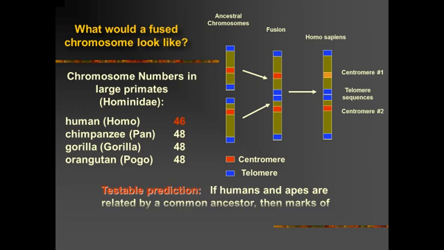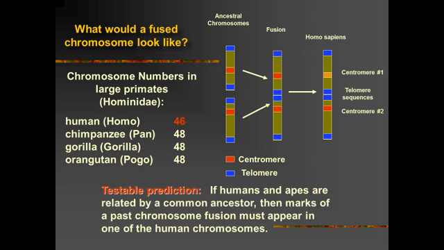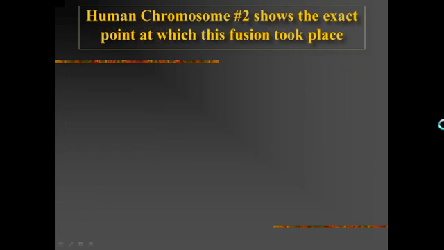Anyway, this leads directly to our testable question. If humans and apes have a common ancestor, there must be signs of a fused chromosome in the human genome. That would be a chromosome that looks kind of like this, that has a telomere at either end, as well as 2 telomeres in the middle and 2 centromeres. Well, the mystery was solved with the new science of genomics by comparing the human genome to the chimpanzee genome.